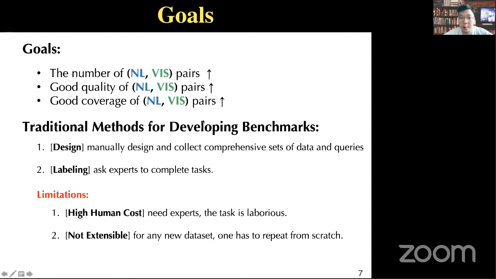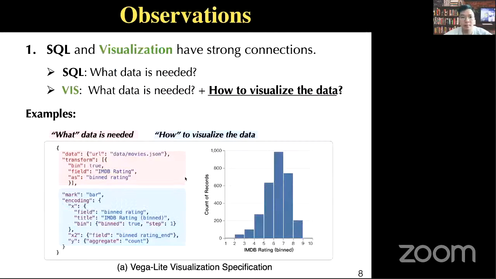The traditional method for developing benchmarks usually has two steps. The first step is to manually design and collect a comprehensive set of data and queries, and then ask experts to complete the task. The first limitation of the traditional method is high human cost. And the second limitation is that it is not extensible. It means for any new dataset, one has to repeat the above two steps from scratch. Given this context, we made two observations.